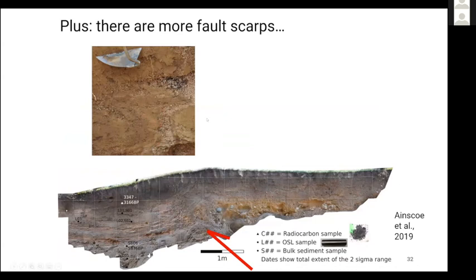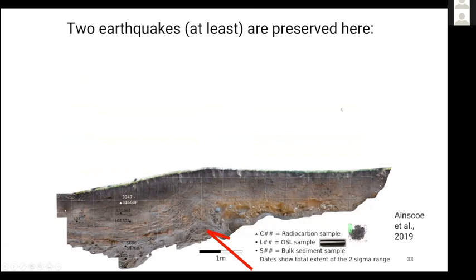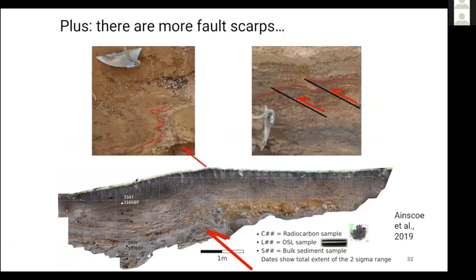It's a little bit folded. So I've marked it for you here. And then we see even more deformation. So this is from here, and you can see the dark layer. They are faulted, but also folded, right? So there's deformation in these fine sediments.